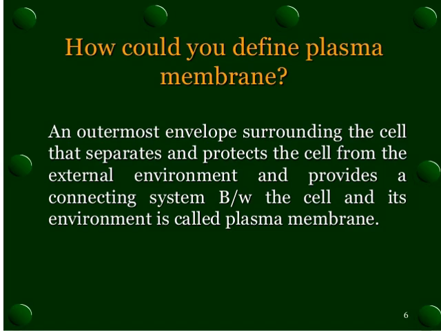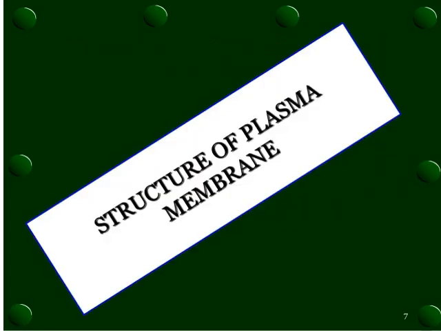So we can define plasma membrane as an outermost envelope surrounding the cell that separates and protects the cell from the external environment and provides the connecting system between the cell and its environment. Now we can see the structure of the plasma membrane.